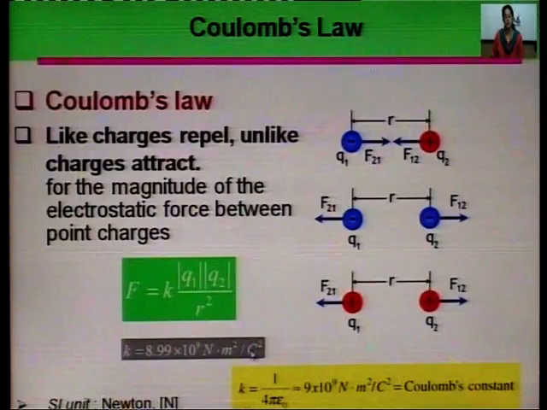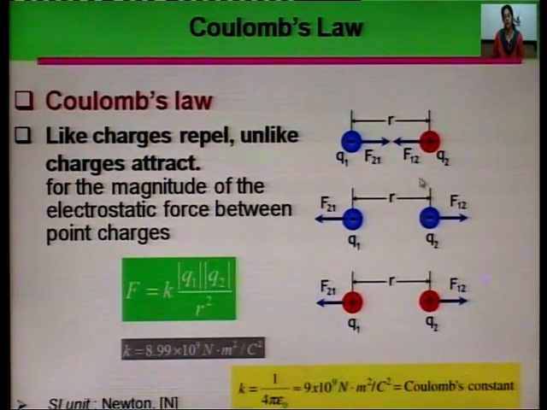square. Otherwise it is equal to 1 upon 4 pi epsilon naught. When you substitute the value of epsilon naught in this expression, this comes out to be 9 into 10 raised to the power 9 Newton meter square upon Coulomb square. And the SI unit of force is Newton. We know that the SI unit of force is Newton. So this is the expression of force between two charges. This is Coulomb's second law.